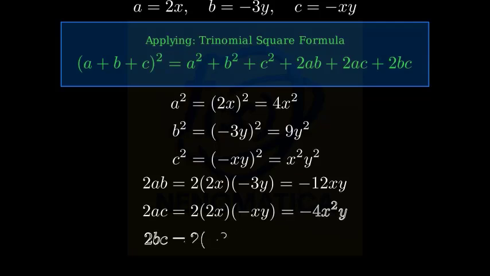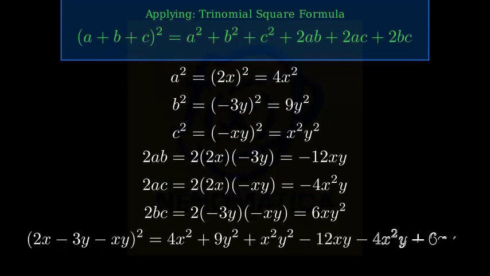2ab equals 2 times 2x times negative 3y, which equals negative 12xy. 2ac equals 2 times 2x times negative xy, which equals negative 4x squared y. 2bc equals 2 times negative 3y times negative xy, which equals 6xy squared. Finally, we add all these terms together.